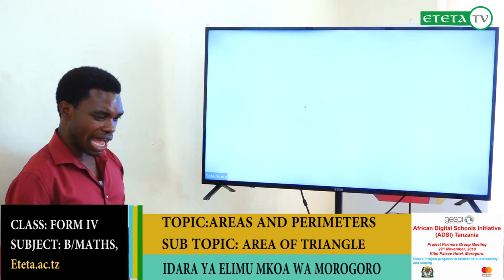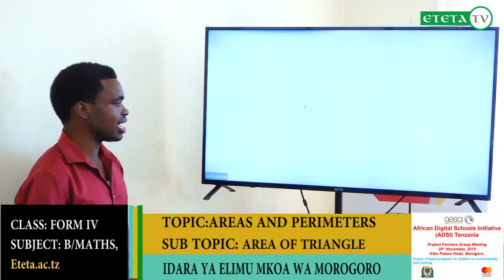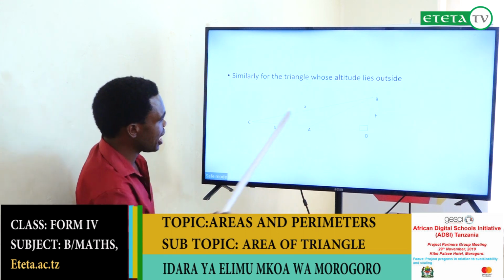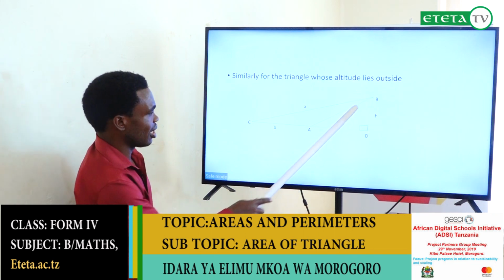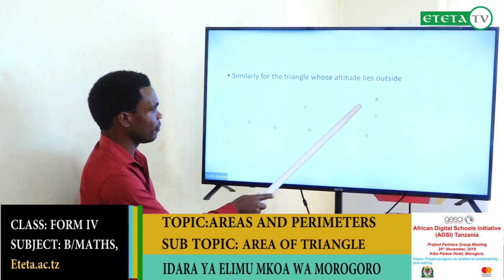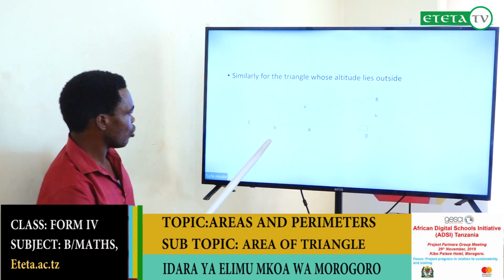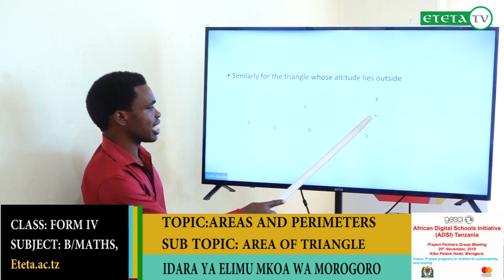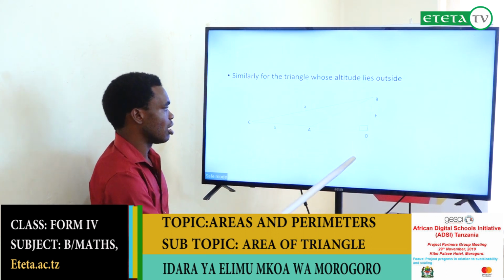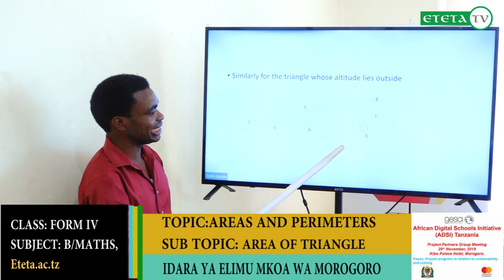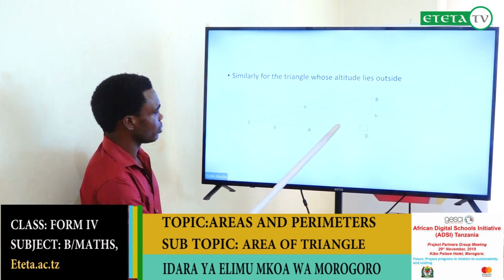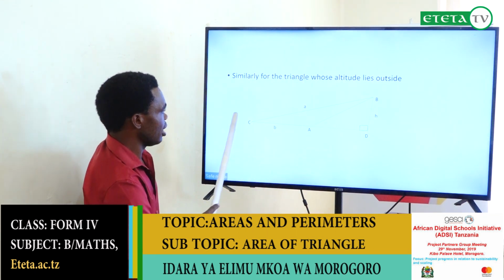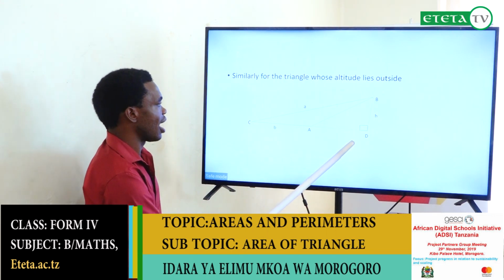Similarly, for the triangle whose altitude lies outside the triangle, it is like this one. This is the triangle whose altitude lies outside. As you can observe, H, the altitude of the triangle, is outside of the triangle. Now, this one from here to here will be the base, but because the altitude lies outside, we can prolong this base so that we intersect with the height at a right angle. Prolonging this one to D, this whole one is the base CD, and this one is the height.